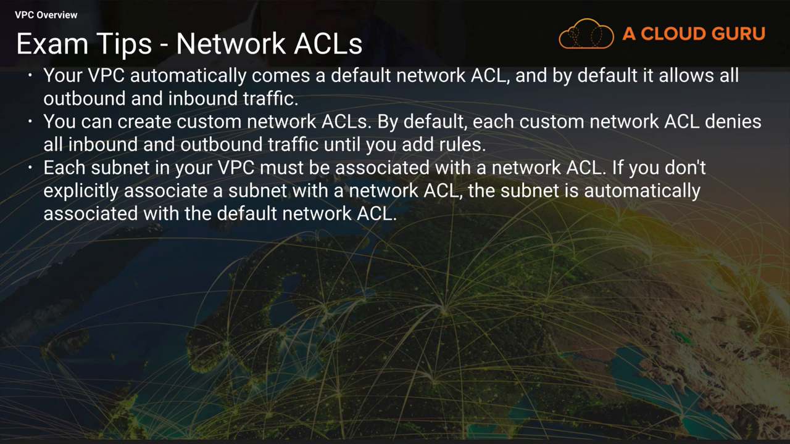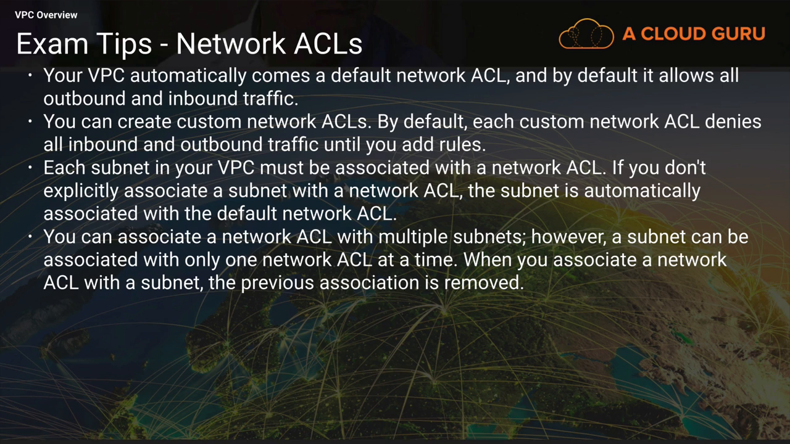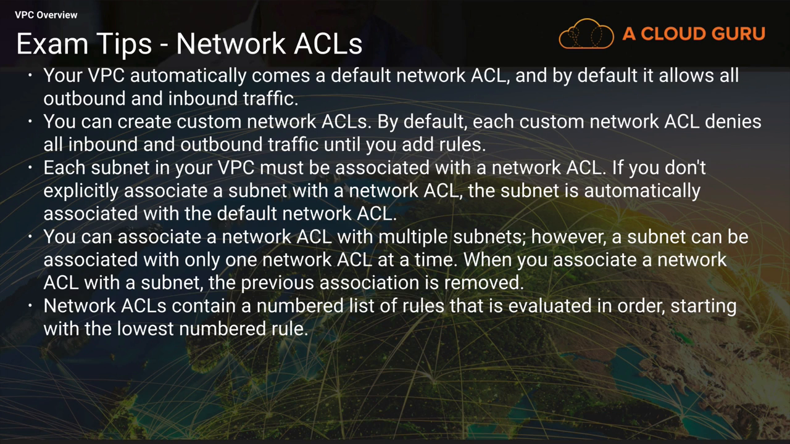The subnet in your VPC must be associated with a network ACL. If you haven't gone in and associated a subnet with a network ACL, it's just going to use the default network ACL. You can associate a network ACL with multiple subnets. However, a subnet is associated with only one network ACL at a time. So yeah, just like it says, you can have a network ACL and have multiple subnets attached to that, but your subnet itself can only have one network ACL at a time. When you associate a network ACL with a subnet, the previous association is removed, and we saw that in the lab.